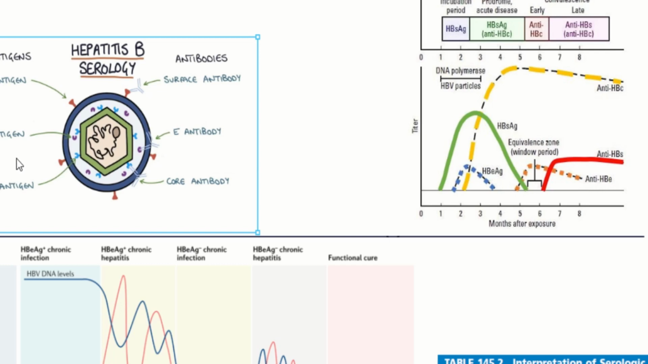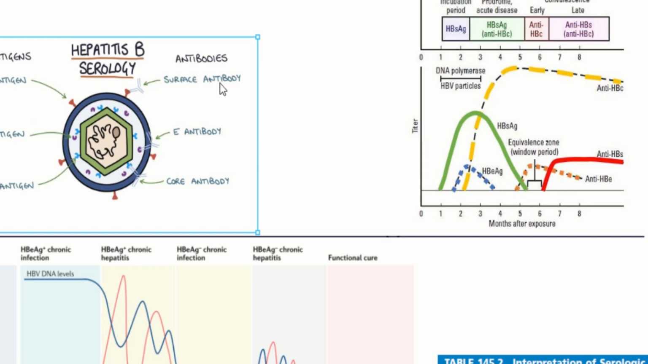And we have the core antigen. The core antigen cannot be detected easily within the blood. That's why it doesn't have specific diagnostic importance, although it has the same function as the surface antigen.